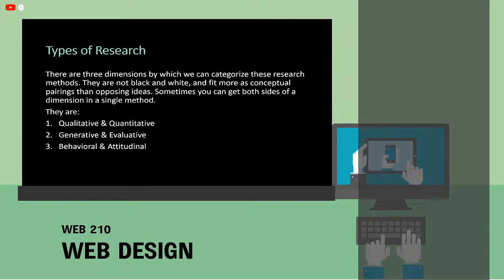So we have different types of research that we could be doing. And we can bake all of these into surveys, right? We have qualitative versus quantitative. We have generative versus evaluative. And we have behavioral versus attitudinal. And so these are essentially dimensions by which we can categorize research methods. And they're not black and white, right? When we're asking questions on a survey, they could be shades of gray. They could be a little bit qualitative and a little bit quantitative, or we can have qualitative and quantitative questions on the same survey. You know, we want to get both sides of our dimension in a single method oftentimes.